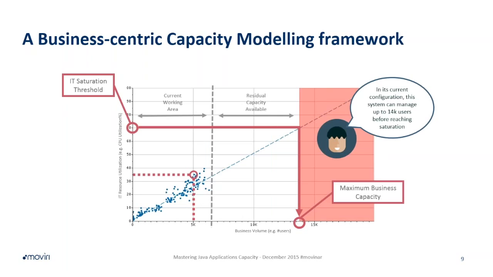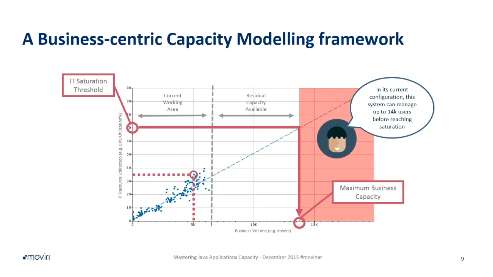Let me show you how a business-oriented capacity model works with a graphical representation. This chart shows a correlation plot among a business KPI on the x-axis, for example the number of users, and the utilization of an IT resource on the y-axis, for example the CPU utilization of your servers. Let's pick a point on this chart. Suppose you measure your system for an hour. During that hour, the system has served 5K users. During the same hour, the system utilization collected from monitoring systems was 30%.